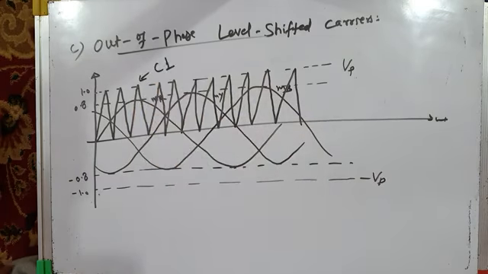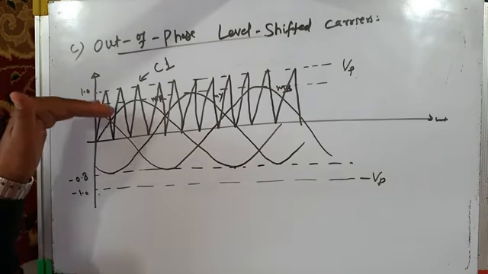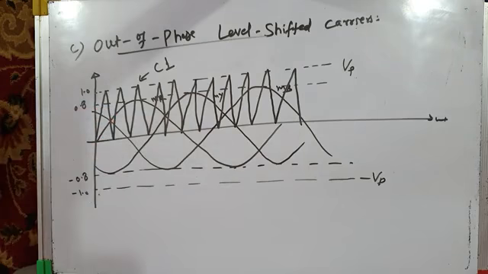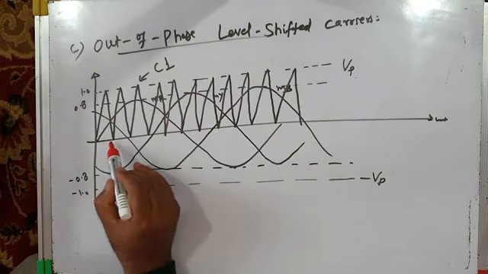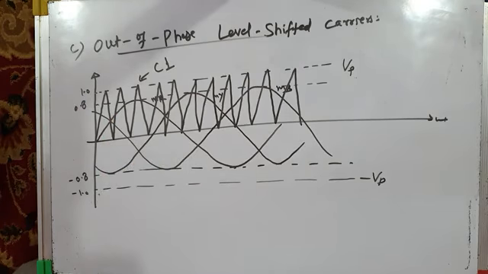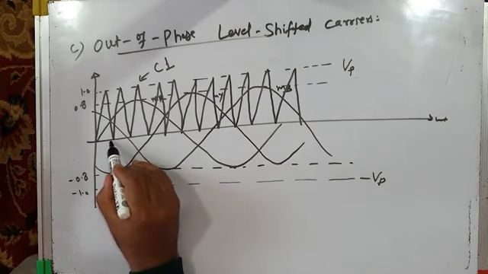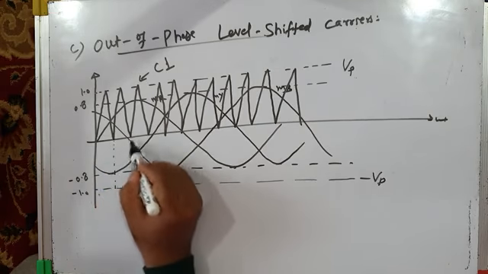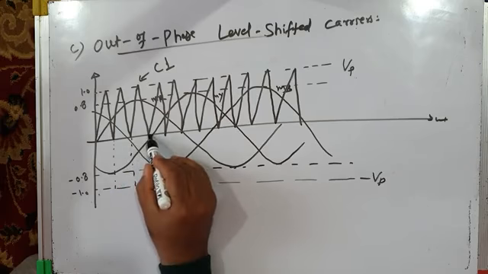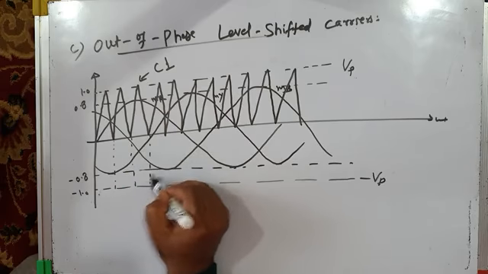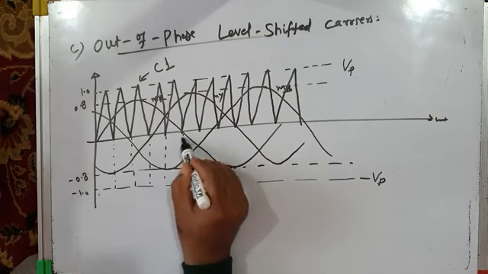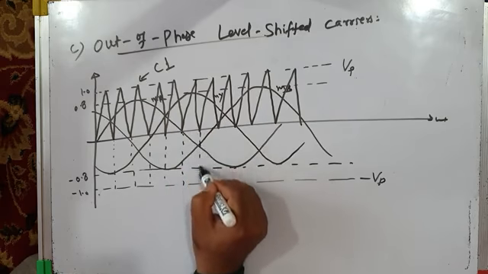Let's call this C1. Now carrier 2 will not be in phase with carrier 1. Carrier 2 will be level shifted, no doubt, but it will not be in phase. It will be out of phase like this. Let me show you how out of phase carrier is generated. Let me drop these projections so that I can draw the carrier 2, C2, properly.